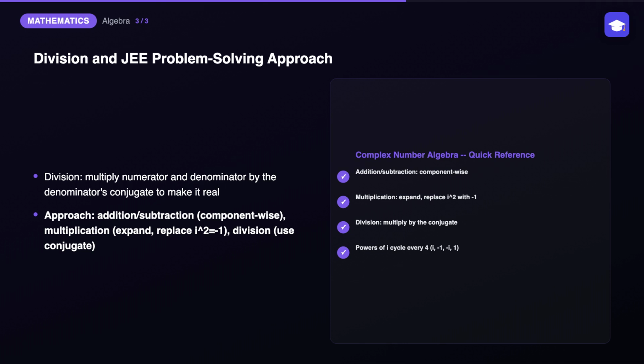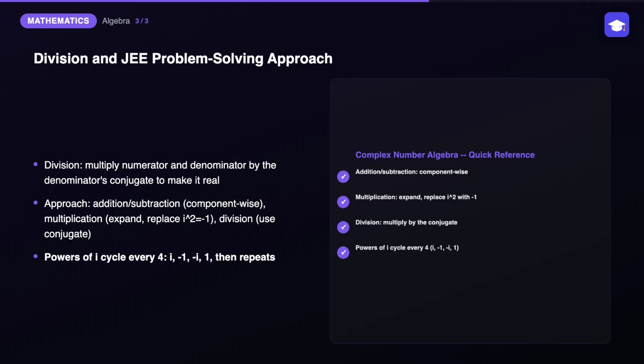For any JEE algebra of complex numbers problem, first identify exactly which specific operation is actually required. Addition and subtraction are genuinely straightforward, and multiplication requires careful, correct expansion while consistently replacing i squared with -1, and division always specifically requires multiplying through by the denominator's own conjugate first.